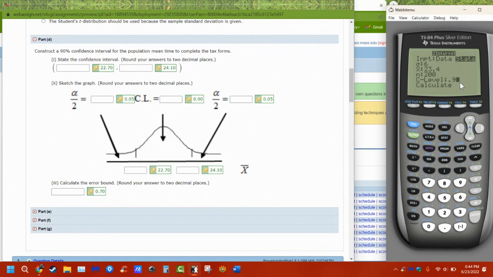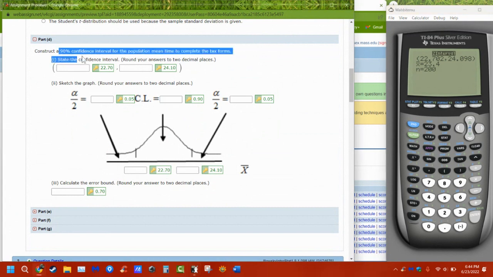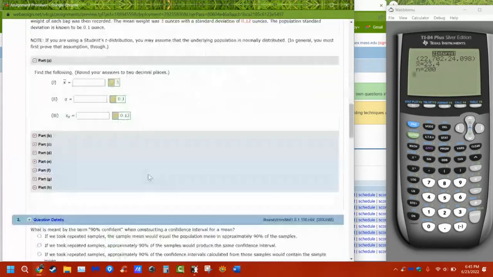And then calculate. It's going to give you your range, which you're also going to put here. And then this is whatever the confidence level is that they ask you about. This here is whatever's left divided by 2, because we have error on both sides. And then the error bound is just taking these two numbers, subtracting them, and dividing by 2. Or you can take this number here and subtract off the mean, and you would find the error bound as well. So that's how those work.